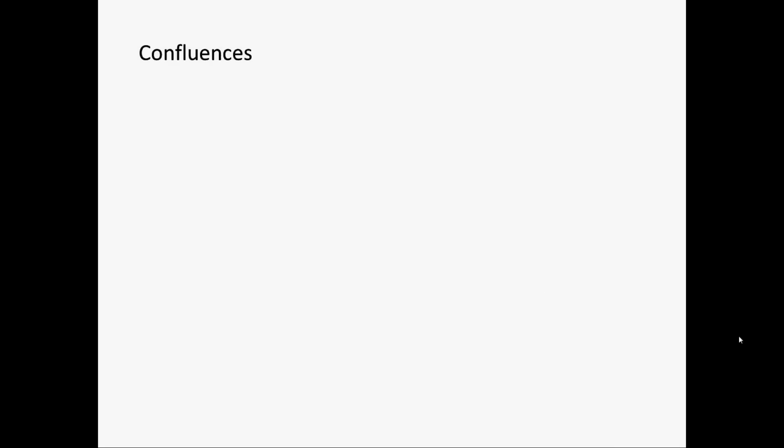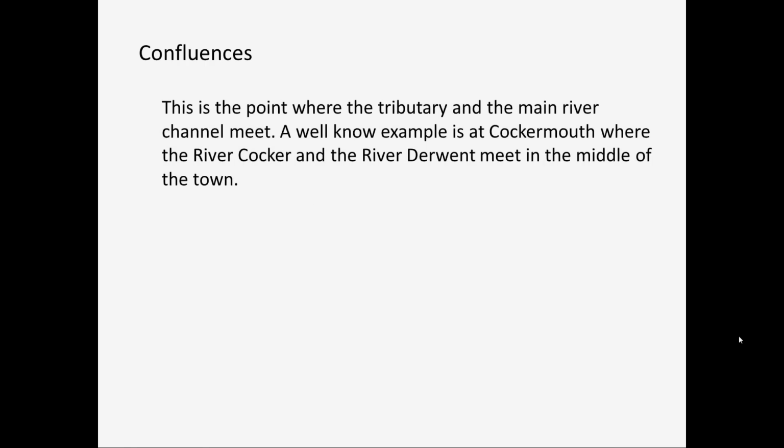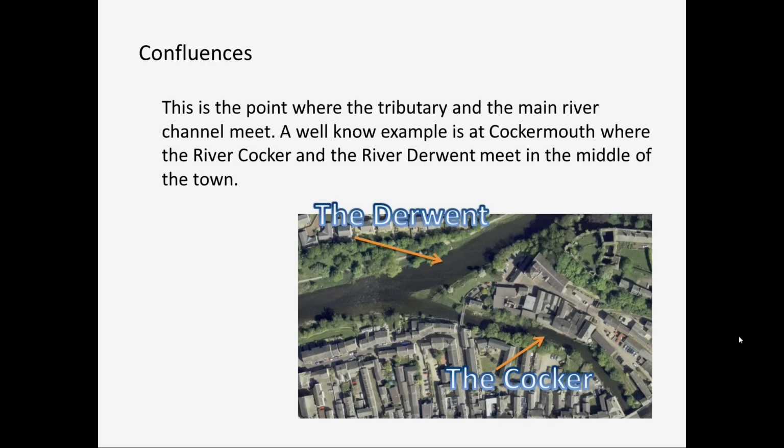Confluences are where two rivers or a tributary meet. The confluence of the River Cocker and the River Derwent is surrounded by the town of Cockermouth, which is famous for flooding when the two rivers burst their banks.